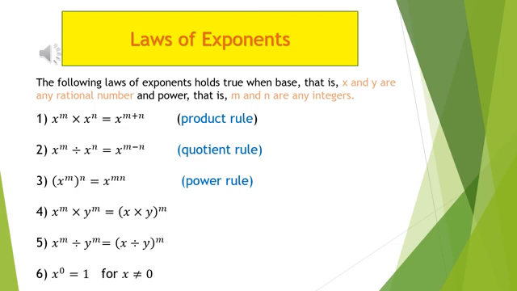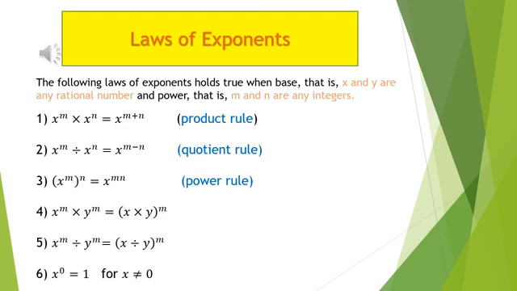Now come to the fourth rule. The fourth rule is x raised to the power m multiplied by y raised to the power m. Now see here, the bases are x and y. The bases are different in both of the numbers, but your power is the same. The power is the same in both numbers, m. So finally it will give you x multiplied by y, whole power m.